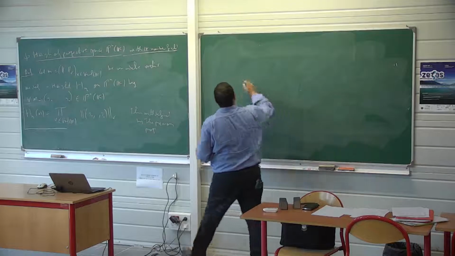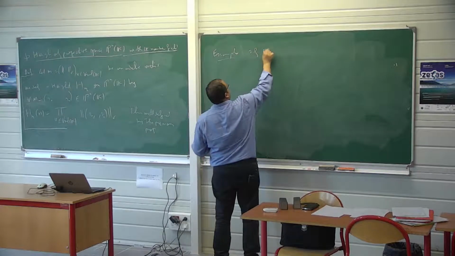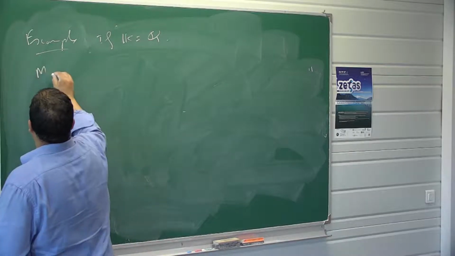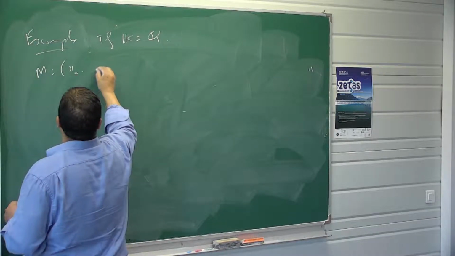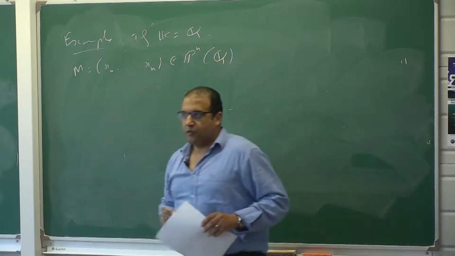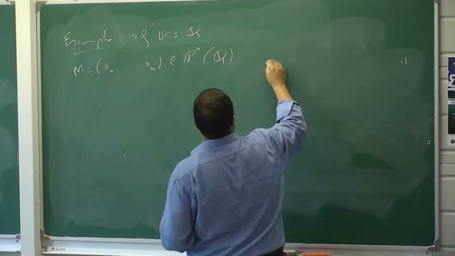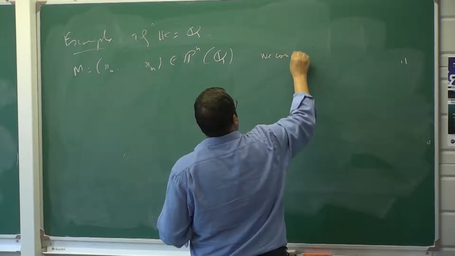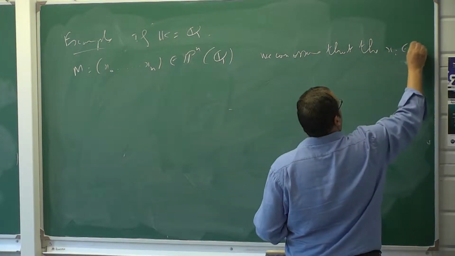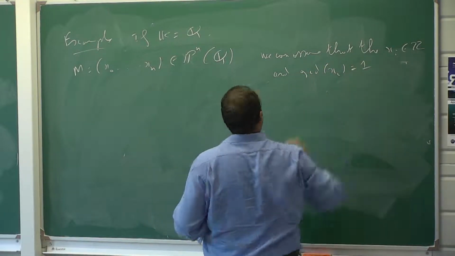An example: if K is equal to Q, then if you take a point in the projective space P^n(Q), by homogeneity we can assume that the x_i are integer and coprime.